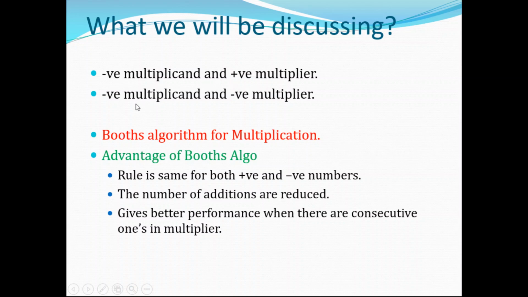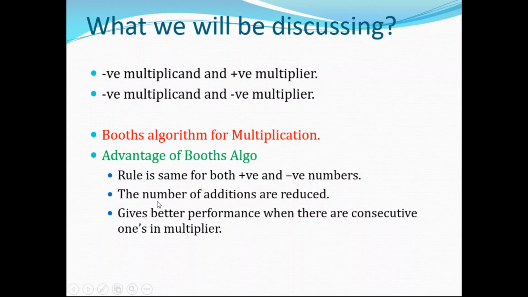positive. And then we'll discuss how to multiply two numbers when the multiplicand is negative and the multiplier is also negative. Then we'll discuss a special algorithm called Booth's algorithm for multiplication, which follows the same logic to multiply both positive and negative numbers. Booth's algorithm uses the same rule to multiply positive numbers and also negative numbers. There can be any combination of multiplicand and multiplier, like one negative, one positive, both positive or both negative, but it follows the same rule.